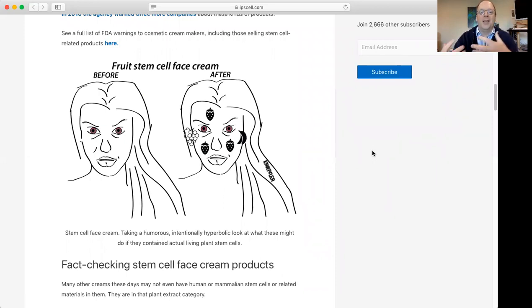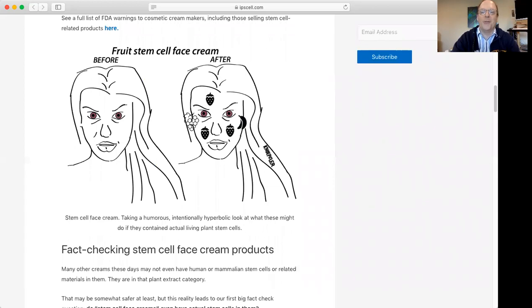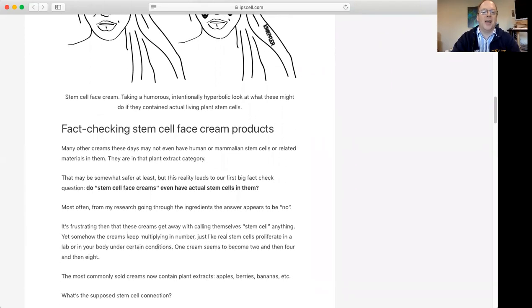So of course, this is a satirical cartoon meant to highlight how it doesn't really make sense that even if there were fruit stem cells in a face cream, they would really do you any good. There's not necessarily anything about fruit stem cells that would help your face. Of course, you're not going to grow fruit on your face, but I'm trying to highlight how ridiculous this stuff really is.